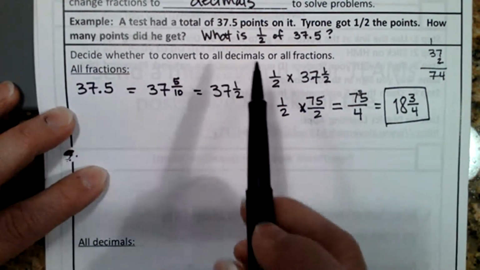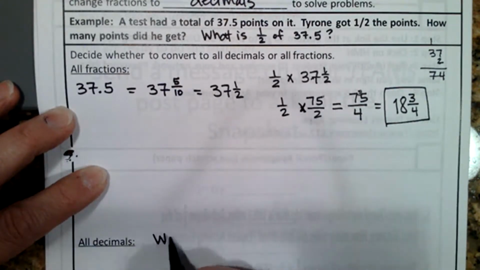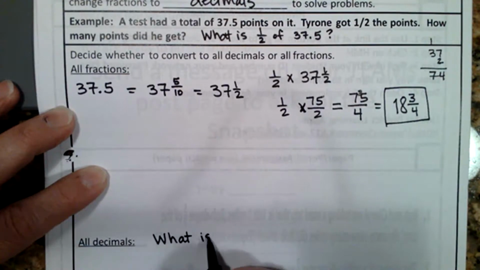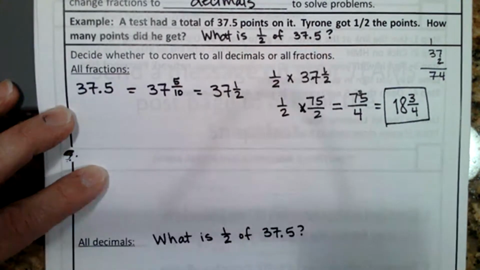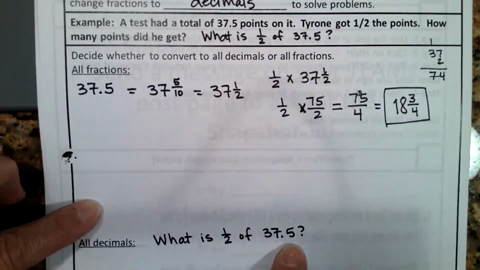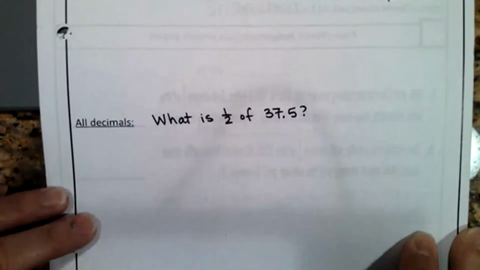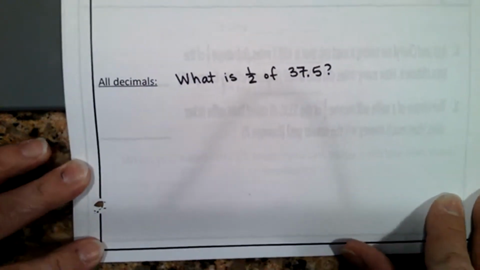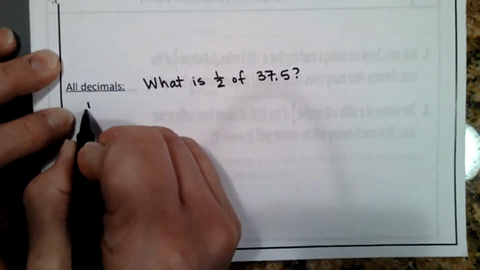So remember the question was, what is half of 37.5? So let's write that down here. What is half of 37.5? Same question. This time, instead of making 37.5 into a fraction, we're going to make 1/2 into a decimal, okay? So all decimals now. So what is 1/2 as a decimal?